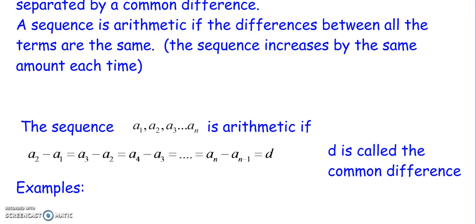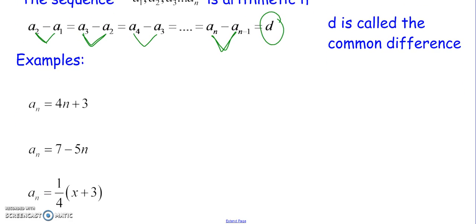And one way to check if you're arithmetic is you take any consecutive terms and subtract them. These are consecutive terms. These are consecutive terms. These are consecutive terms. Even using n's, they're consecutive terms. All of those answers, if you subtract them, need to be the same exact number. That number you get is called d, which is known as the common difference. That's actually going to be a very important vocabulary word going forward.